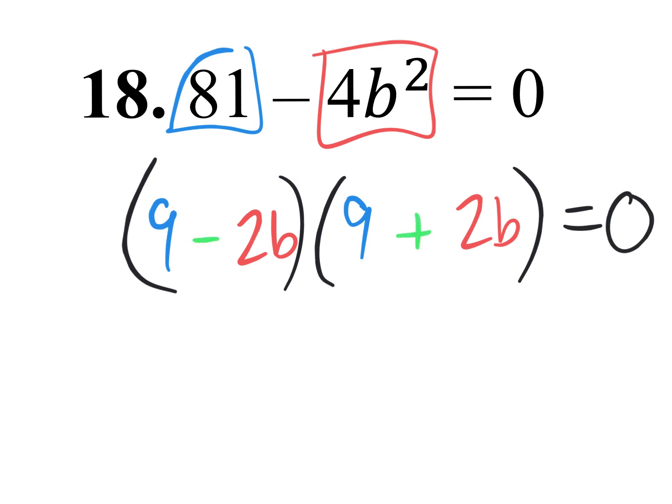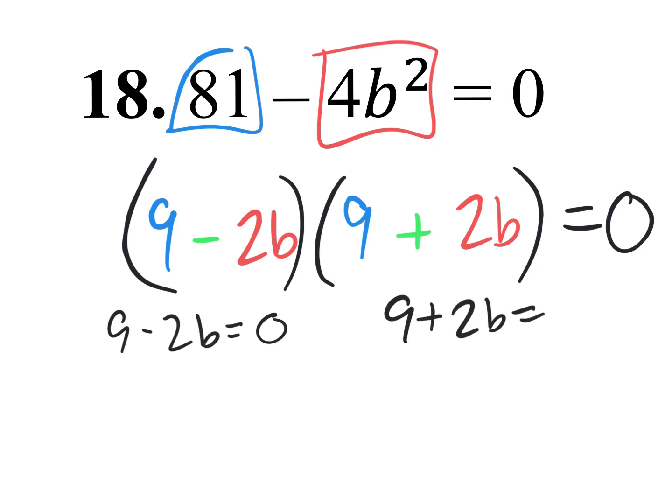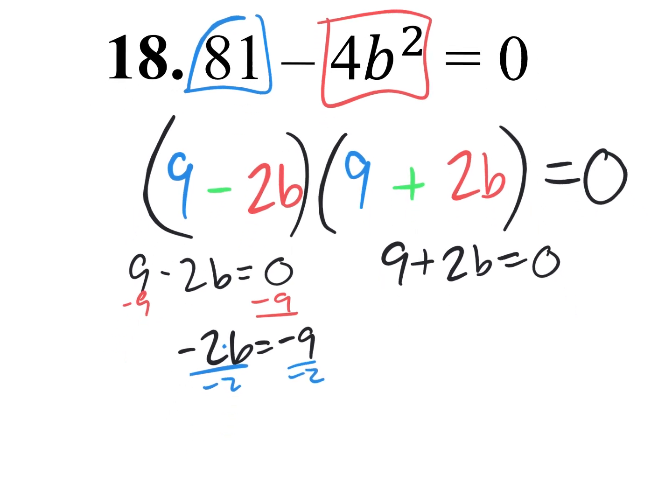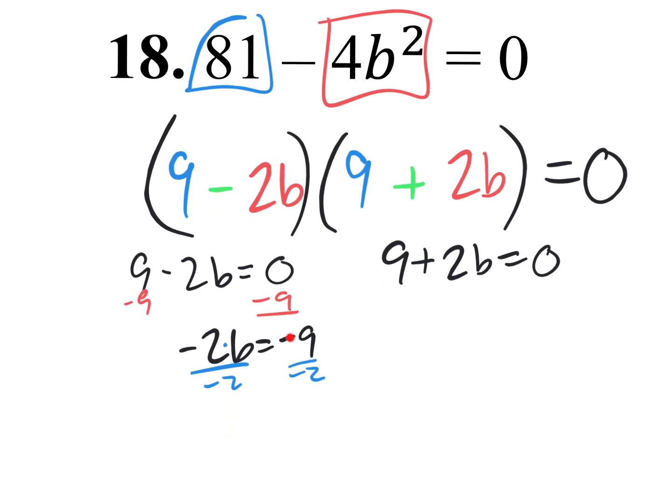Now we could split this, set it equal to 0, and this set it equal to 0, and get your two different answers. So I have 9 minus 2b equals 0, and 9 plus 2b equals 0. And when you solve this, subtract 9 to start getting b by itself. You're going to end up with negative 2b equaling negative 9. Final step would be to get rid of the multiplication of negative 2 by dividing by negative 2. And you get your final answer. Negative divided by a negative is a positive. So you get b, that canceled out, equals positive 9 over 2.